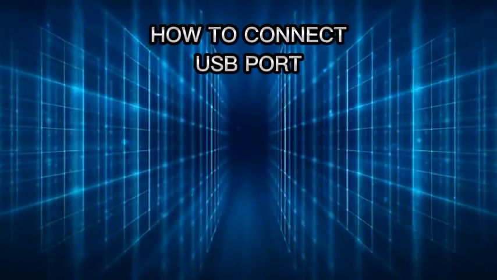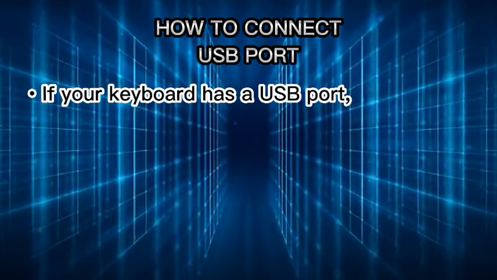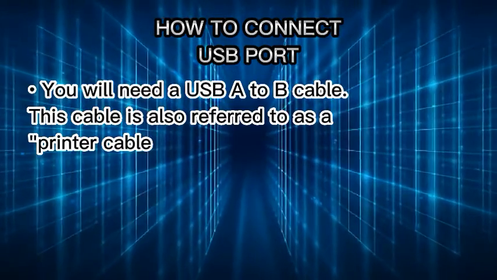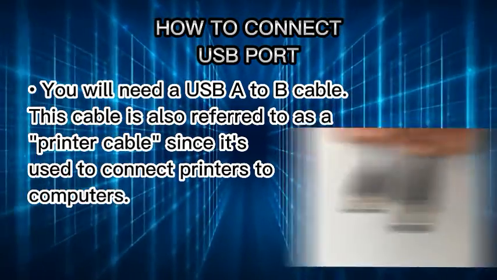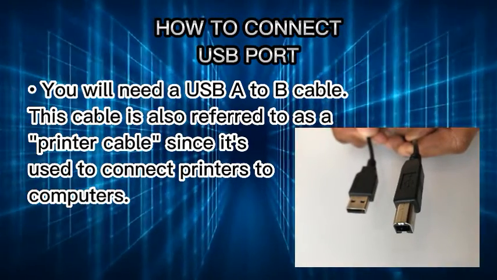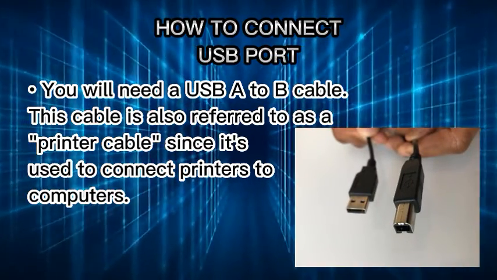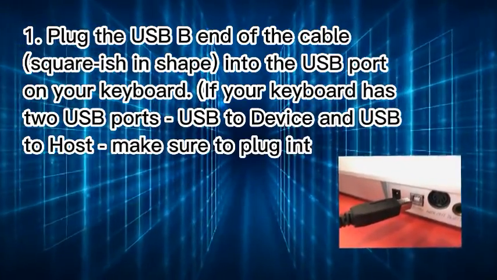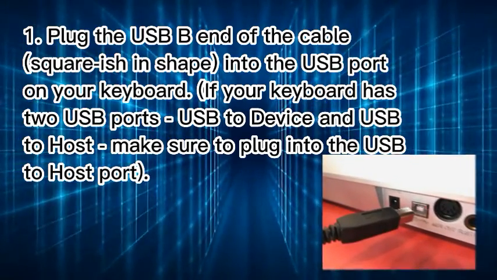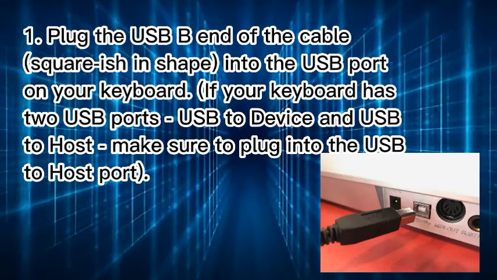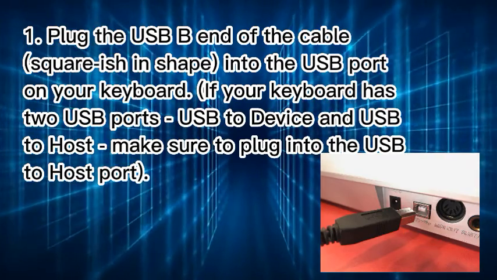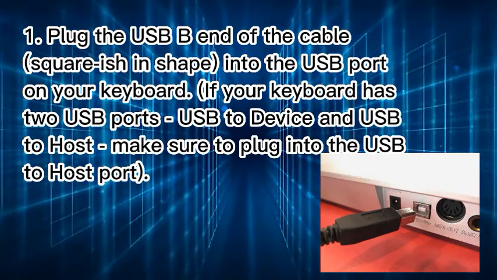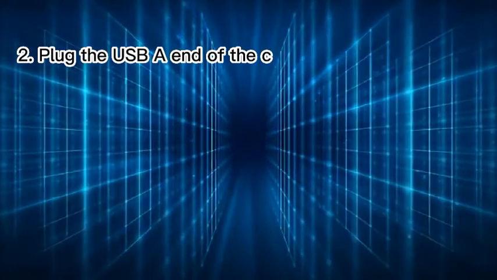How to connect USB port. If your keyboard has a USB port, you will need a USB-A to B cable. This cable is also referred to as a printer cable since it's used to connect printers to computers. 1. Plug the USB-B end of the cable, square in shape, into the USB port on your keyboard. If your keyboard has two USB ports, USB to device and USB to host, make sure to plug into the USB to host port.